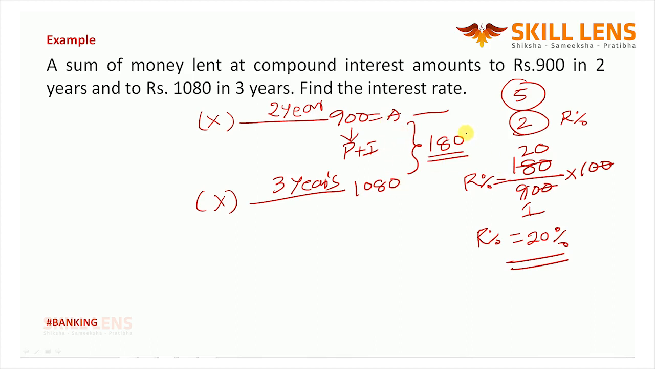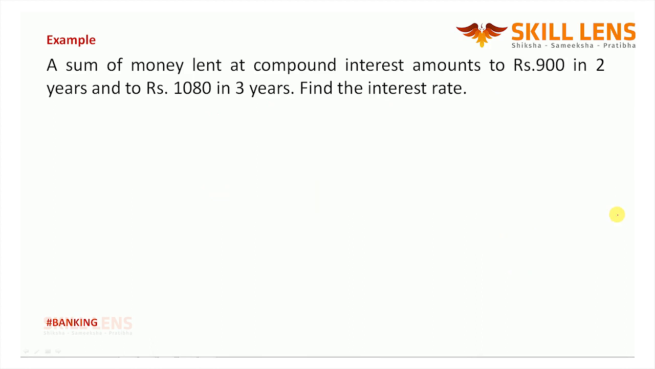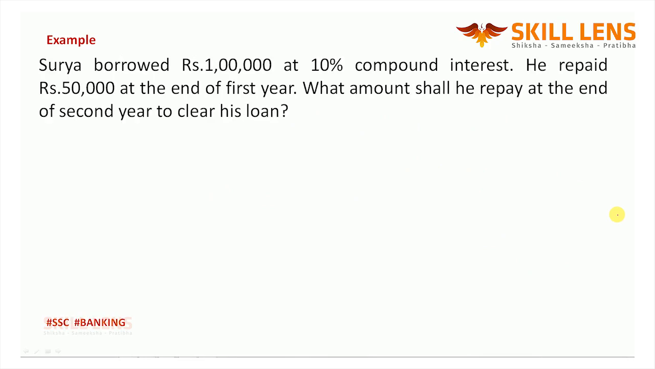Please understand, 900 and 1080. The difference is 180. Because for 2 consecutive years, rate of interest is increased by R percent, 180 is what percent of 900? 20%. Hope everybody understood this particular question. These type of questions, you can see in banking exams. Okay, let's see one more question.